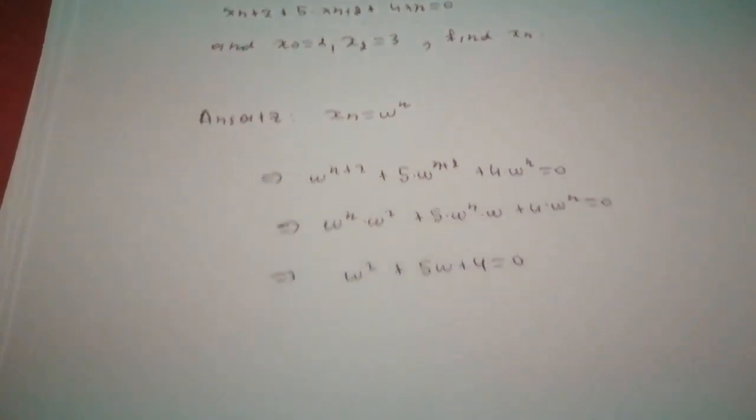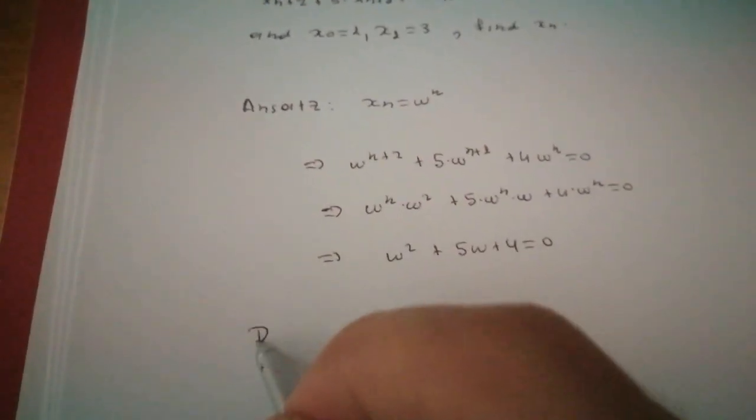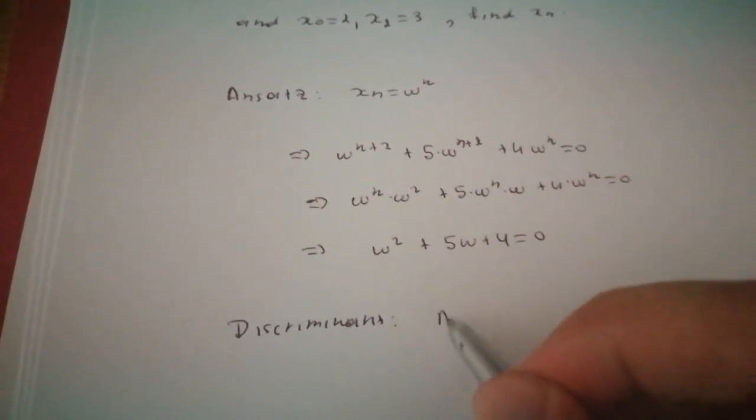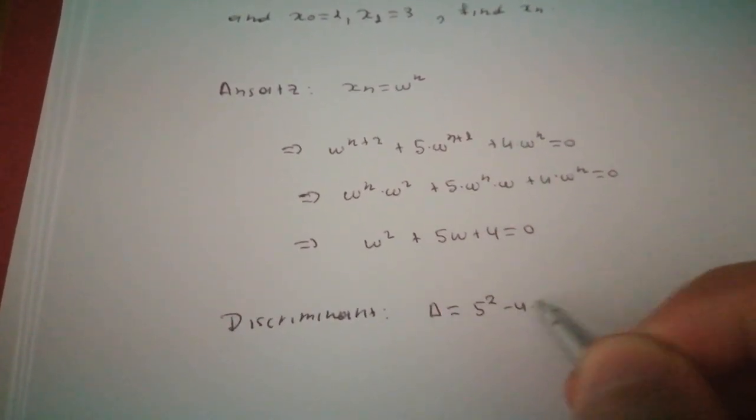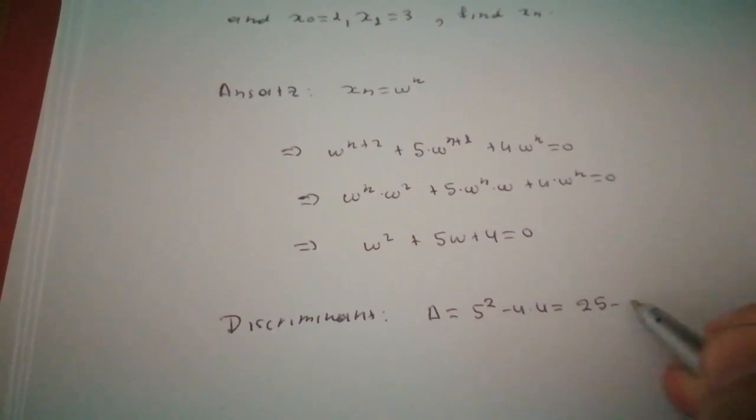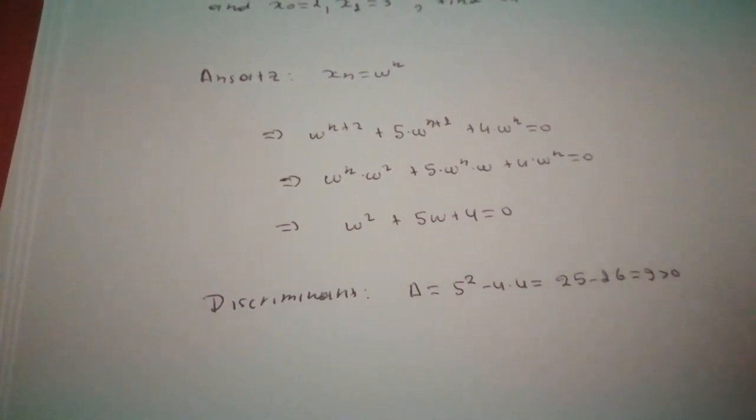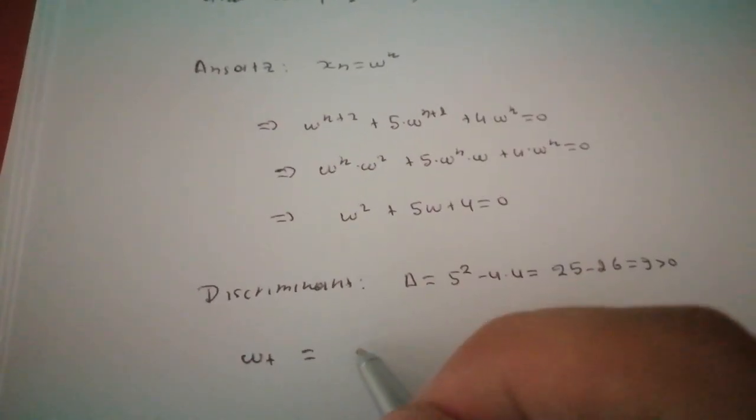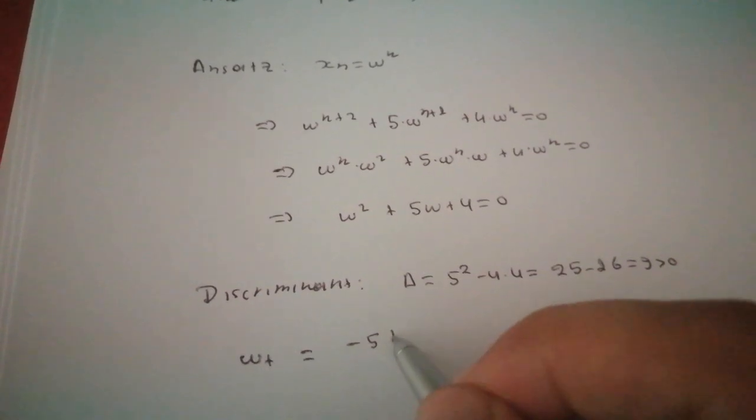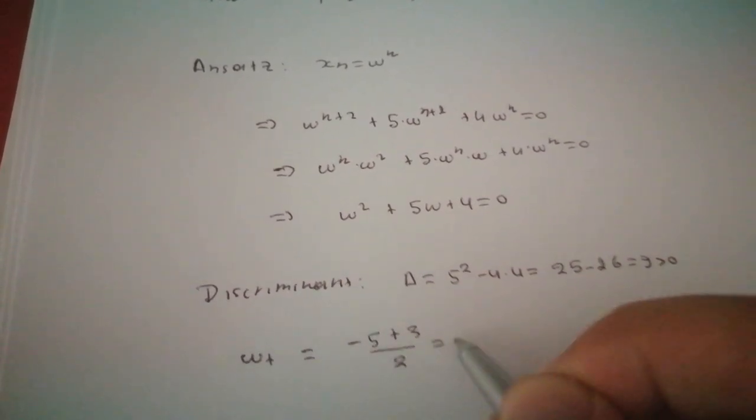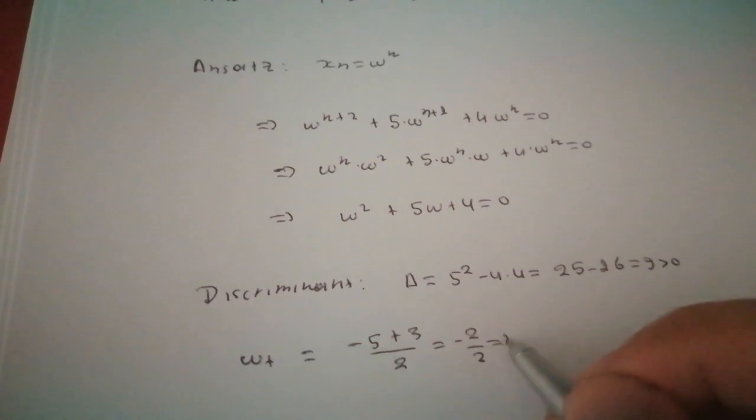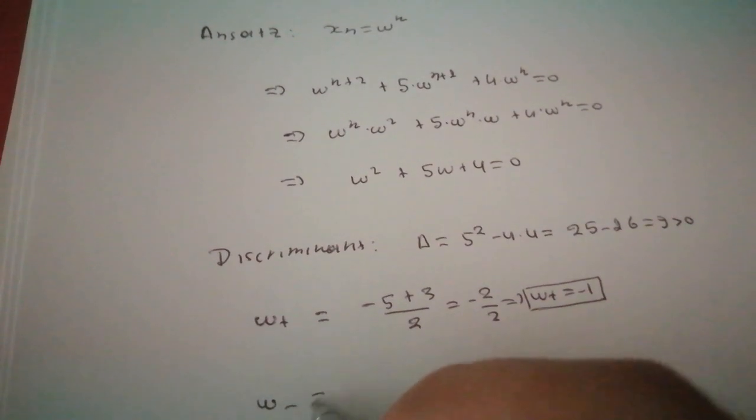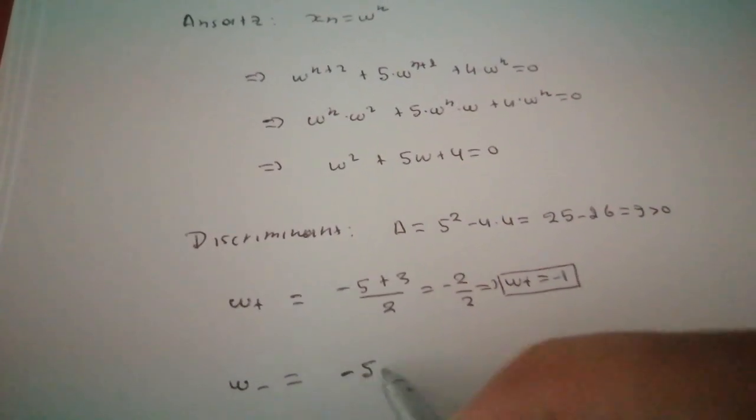This is a quadratic equation. We can compute the roots. First, we compute the discriminant. We find the two roots, omega plus and omega minus. And we also find the other root, omega minus.